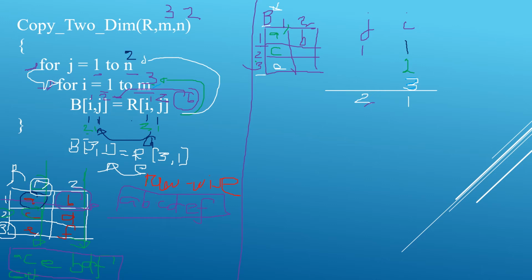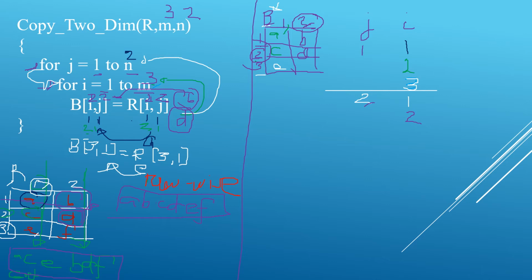And then next, i will now become 2. Then again, the assignment statement. So instead of 1, i becomes 2. Our j still remains with a value of 2. So row 2, column 2, in R sub 2 sub 2, we refer to D. So D will be assigned to B sub 2 sub 2, B row 2, column 2. So we assign letter D.